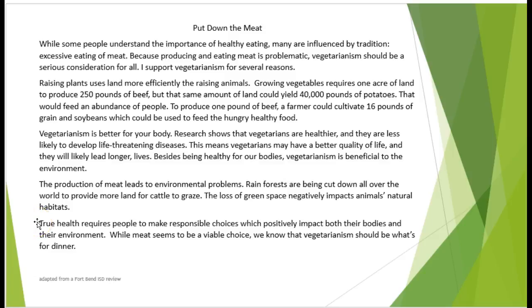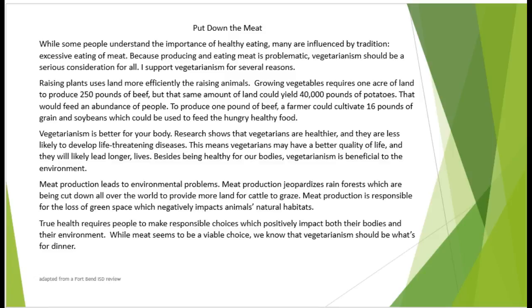I'm working on revising my fourth paragraph to include anaphora because I believe it's important for my audience to understand how negatively meat production impacts our environment. So I'm going to add repetition at the beginning of each of my sentences to emphasize that negativity.